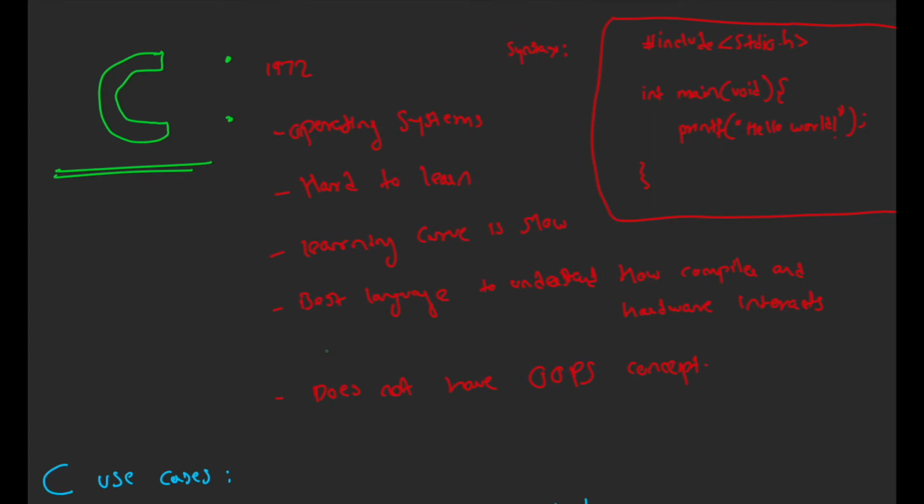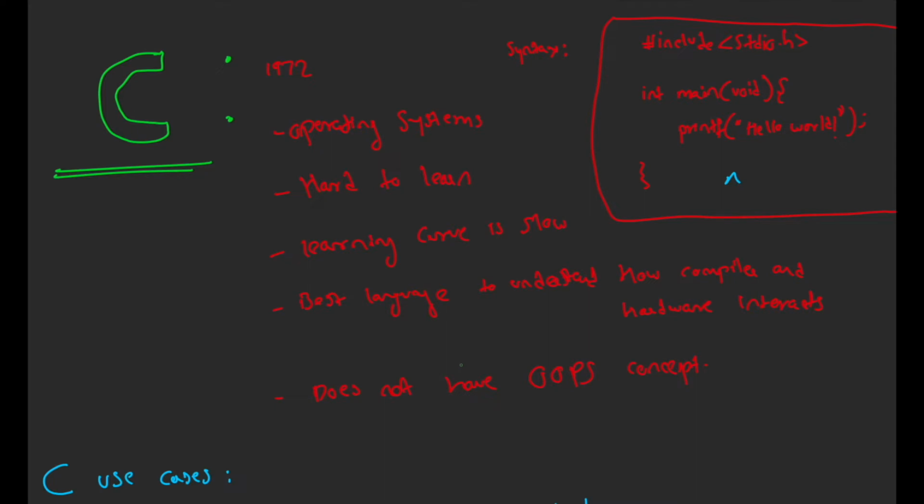Let's start with the C programming language. C was introduced in 1972, which is about 50 years ago, and it is one of the earliest programming languages used for developing compilers, software, and operating systems. C has a slow learning curve, so it's kind of hard to learn, but it's one of the best languages to understand how compilers and hardware interact with each other. I have given a small syntax on the left side where you can see how to print hello world.